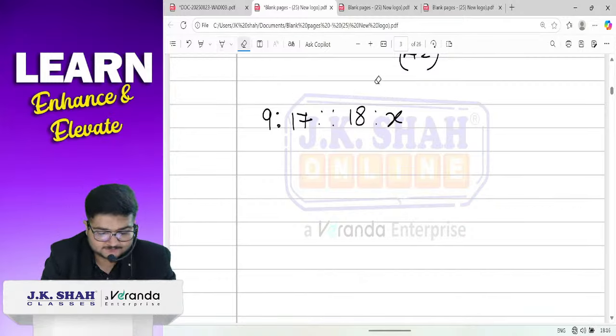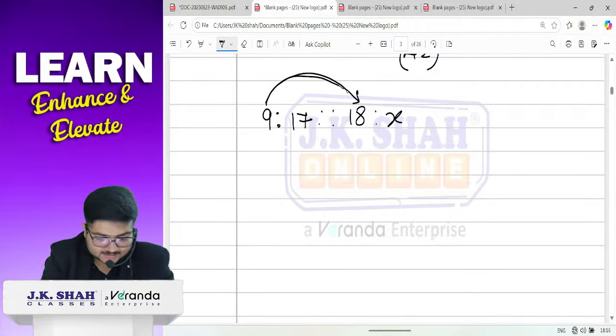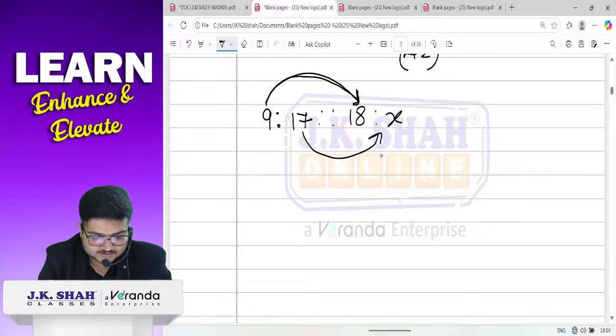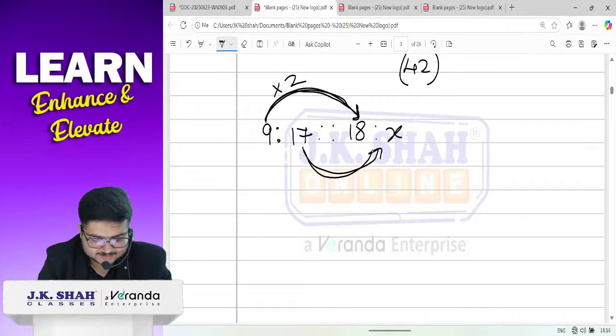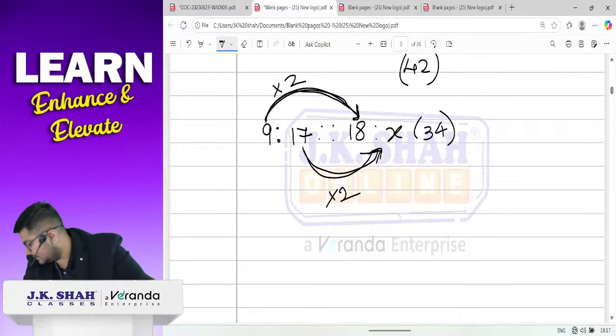So how can we solve now? They are not related. So now we have to see the relation between these numbers. 9 and 18, are they related? If yes, then the same relation will be applied to this number. Sir, they are related. 9 multiplied by 2, we will get 18. So similarly, you have to multiply 17 by 2. Answer is 34. Right?